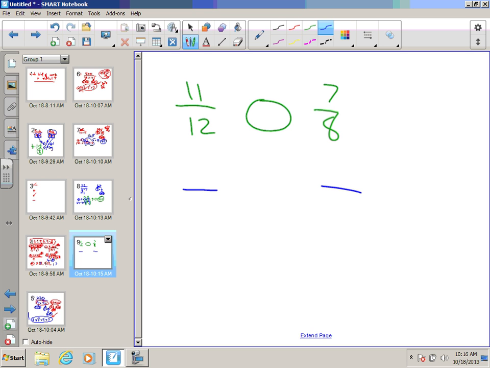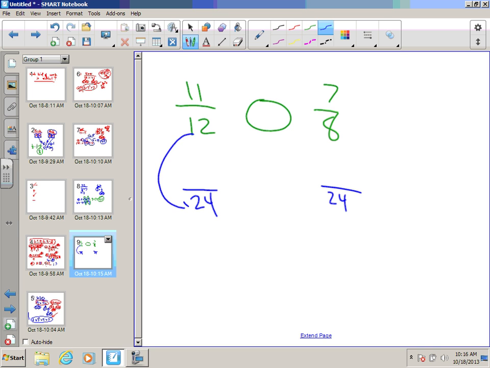Trinity? The 12, the larger one. Always look at the larger one first. Ask yourself, first of all, does that 12 work for 8? No. Go to the next multiple of 12. What is it? Does 24 work for 8? Yes. So we'll use 24.